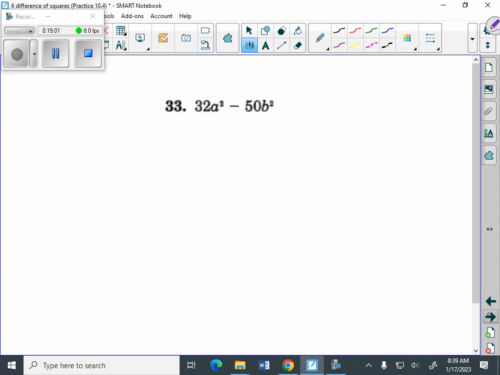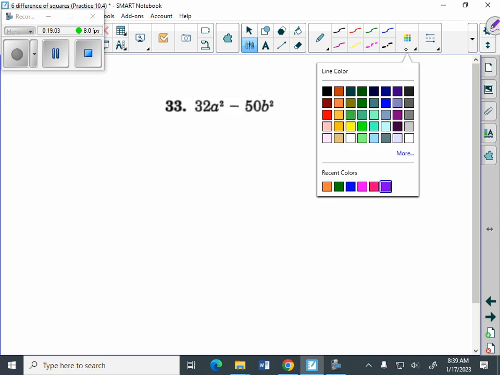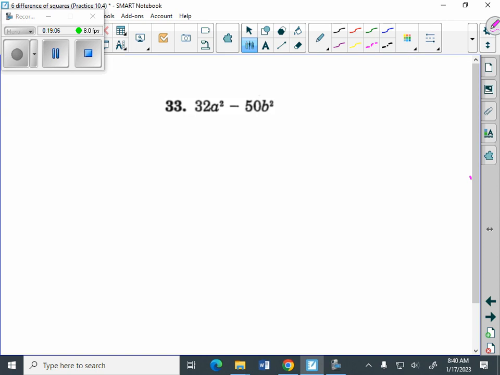But as we take a look at some of these final problems on our paper, once again, we need to go back to this idea of, do we have a greatest common factor? And when we take a look, at the very least, between 32 and 50, we have a 2. And if we take out a 2, there's no variables in common, but if we take out a 2, 32 divided by 2 is 16, a squared. And 50 divided by 2 is 25, b squared.